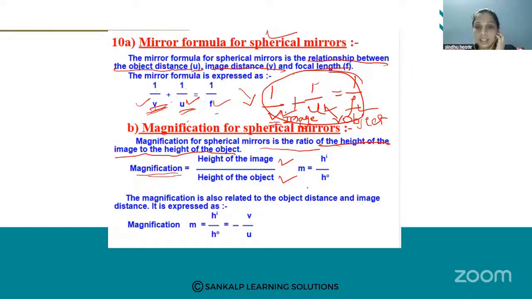We can write it like this also. Here m is magnification, h_i is height of the image, and h_o is the height of the object. This is the formula to calculate magnification for spherical mirrors. This is the common formula.